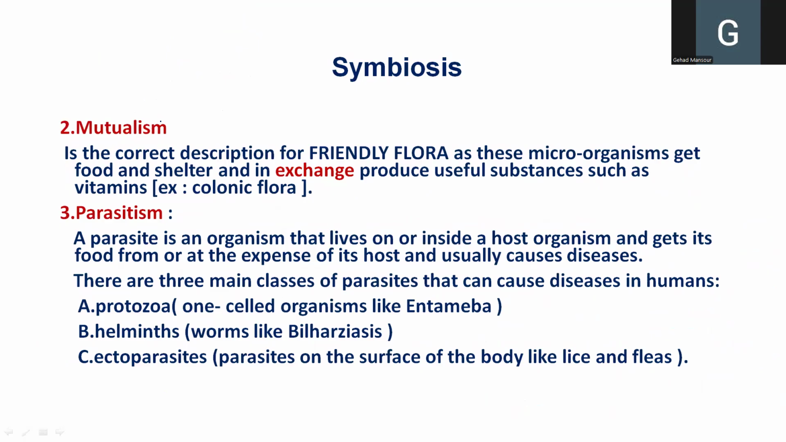And if you were to define mutualism, you should start by exchange. Exchange of what? Of course, exchange of benefits between two partners of two different species. And that exchange of benefits lasts for a long period of time and they live in close proximity to each other. And one of the examples are the colonic flora that occupy space and that produce vitamins.